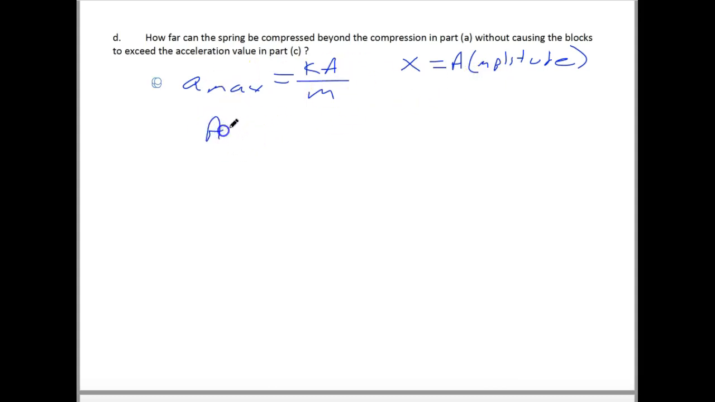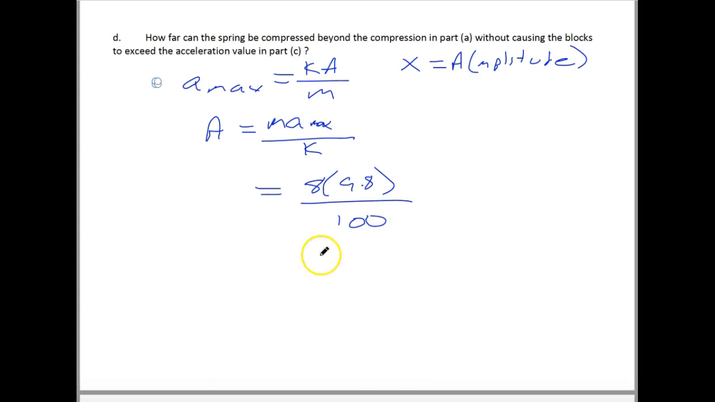Now we know that our amplitude is equal to m times A max, because we multiply both sides by M, and then we need to divide by K. So let's go ahead and solve. 8 times 9.8 all over 1,000, and check it out, we get 0.078, and that is consistent with the answer that we got in part C. Don't forget that that is in meters.